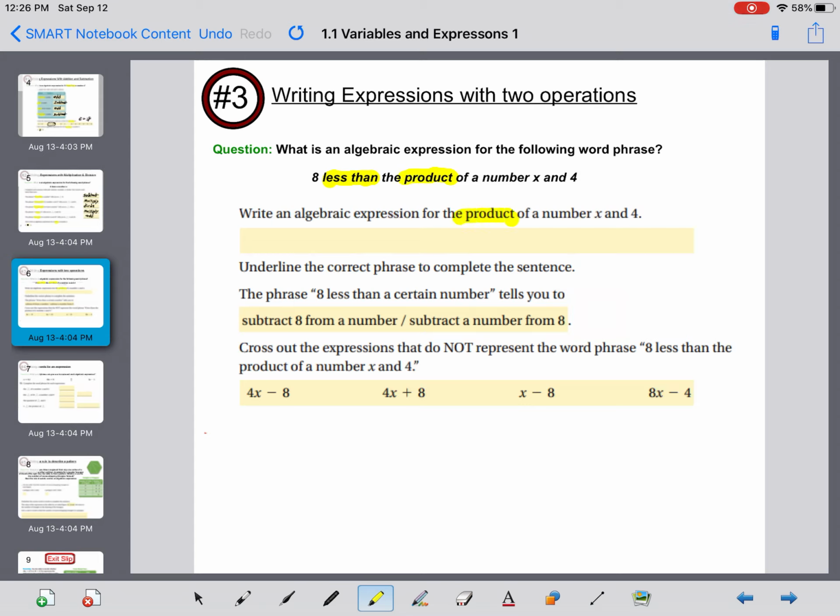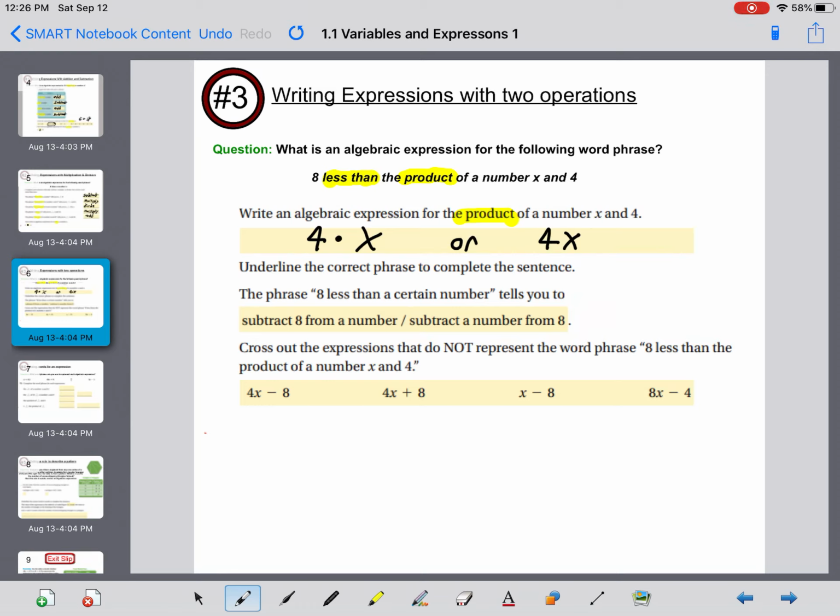Product of a number x and 4 means to multiply. When you multiply variables and a number, meaning a letter and a number, you write the number first. 4 times x, or 4x.